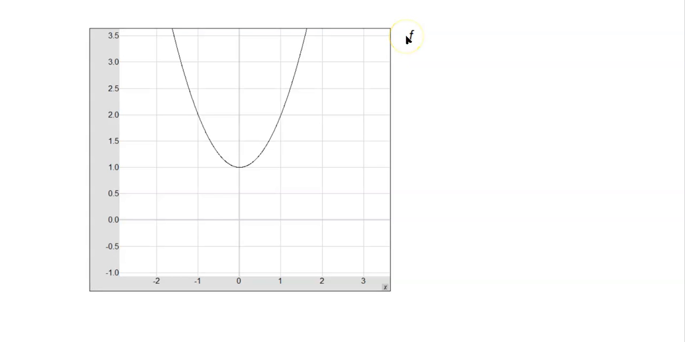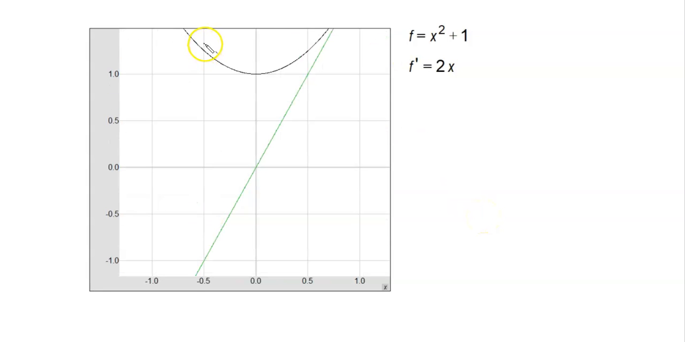And now remember, so our f is x squared plus 1. So then you differentiate, so that means f prime is 2x. Now let's graph f prime here. So graph 2x in the window. And that looks as shown here. All right. Look very carefully at this line right there.